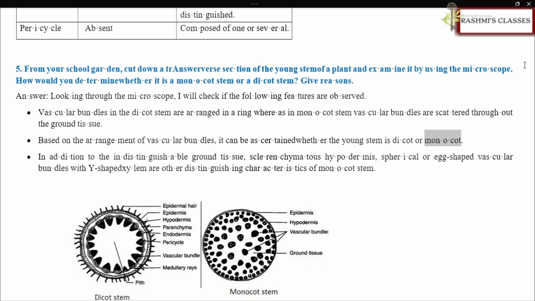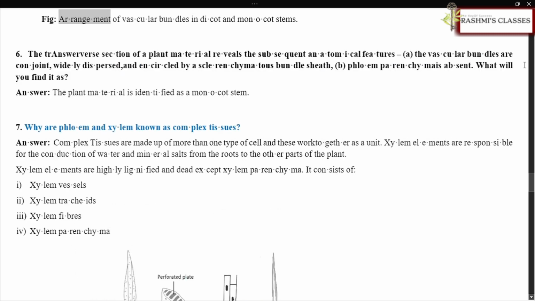In addition to the indistinguishable ground tissue, sclerenchymatous hypodermis, spherical or egg-shaped vascular bundles with Y-shaped xylem are other distinguishing characteristics of monocot stem. Fig. Arrangement of vascular bundles in dicot and monocot stems.